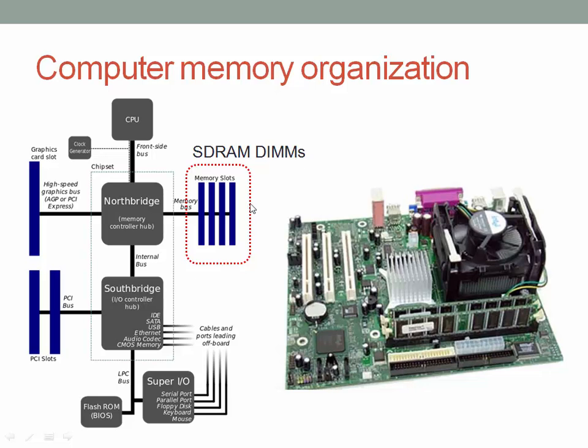The RAM is usually used as SDRAM DIMMs. DIMM is a dual inline memory module, which I'll explain more in the next slide. So on the right here we have a motherboard, which is a physical computer. Below the fan here is the CPU, and below this the heatsink is the chipset. And here we can see the DIMMs. So this is a DIMM module.